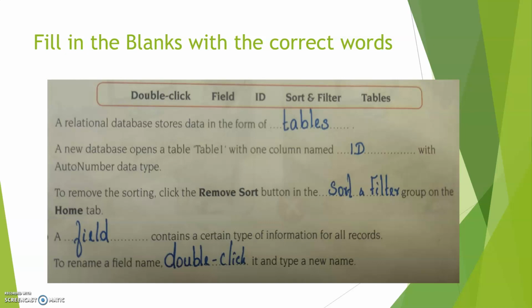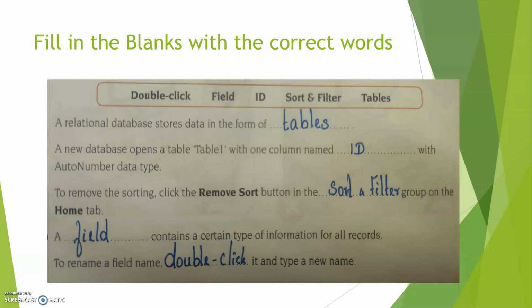Then the third question. To remove the sorting, click the Remove Sort button in the dash group on the Home tab. So if you want to remove sorting, what are the two ways of sorting? You can sort the data in ascending order as well as in descending order. So to remove the sorting, you have to move to the Home tab, and where can you find the Remove Sort option? Yes, very good. In the Sort and Filter group, right? So to remove the sorting, click the Remove Sort button in the Sort and Filter group on the Home tab.